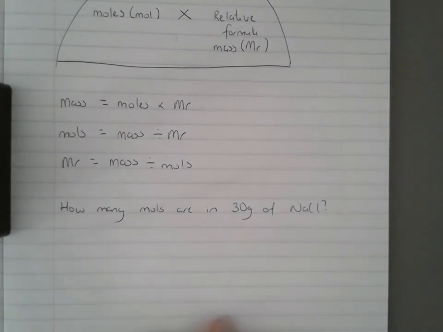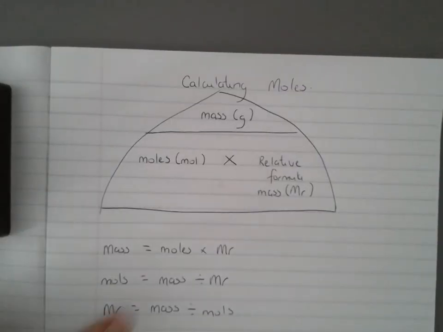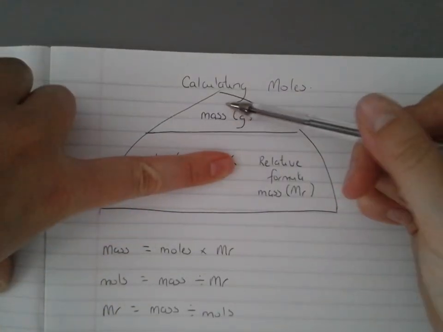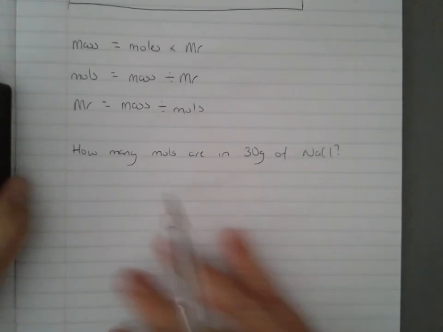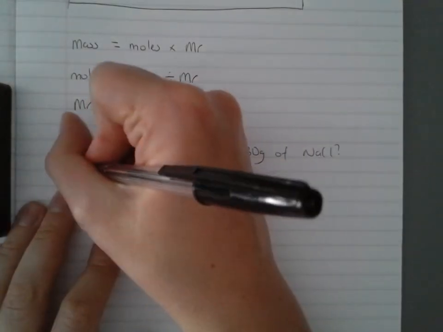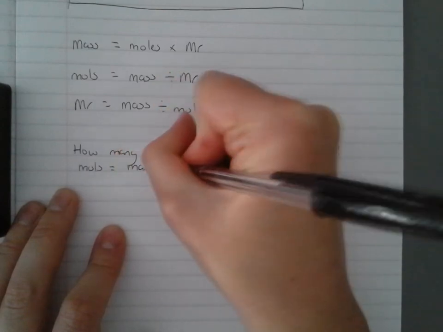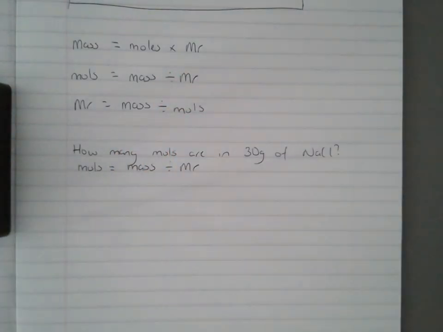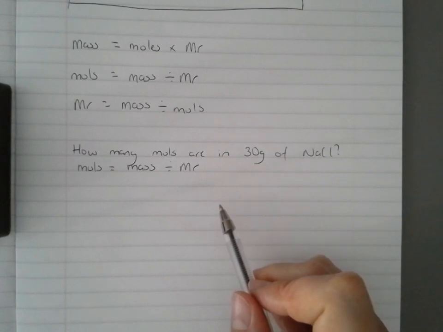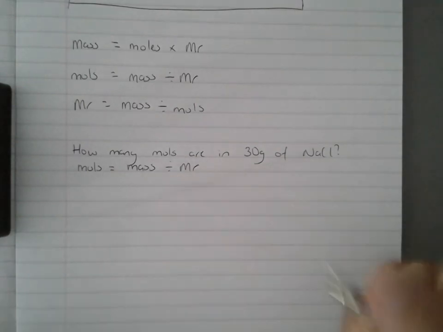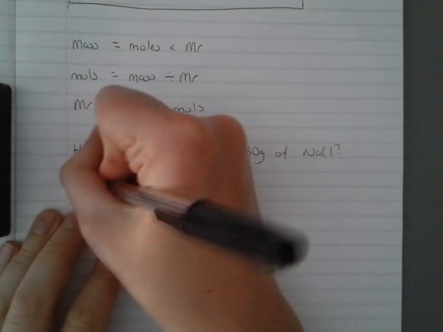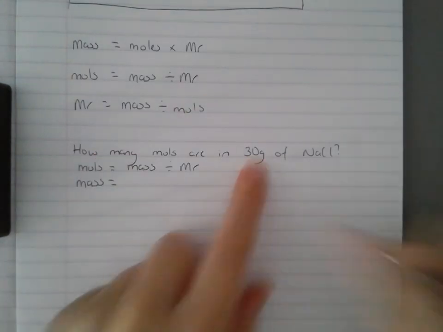Okay, so the first thing I would do is look at my triangle. I'm trying to find moles, so I know I need mass divided by relative formula mass. So I'm going to write down my formula. Moles equals mass divided by relative formula mass, which has the symbol Mr. The mass is given to me in the question. The mass equals 30 grams.